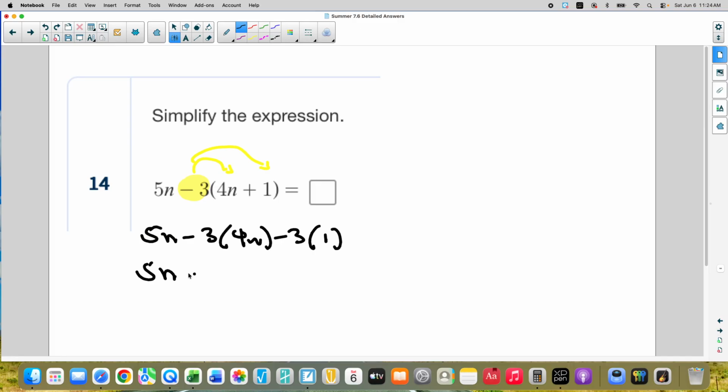Negative 3 times 4n is negative 12n. Negative 3 times positive 1 is negative 3. We again have like terms. I have 5n and I have negative 12n, which makes negative 7n, minus 3.